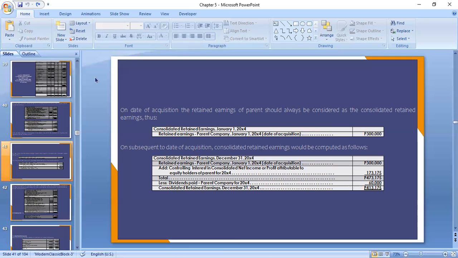So we have now the consolidated retained earnings. We begin with the balance at the date of acquisition. Then we add the controlling interest in consolidated net income, or profit attributable to equity holders of parent. Then from the total, we deduct dividends paid, parent company for 20x4, then consolidated retained earnings to be carried over to the worksheet.